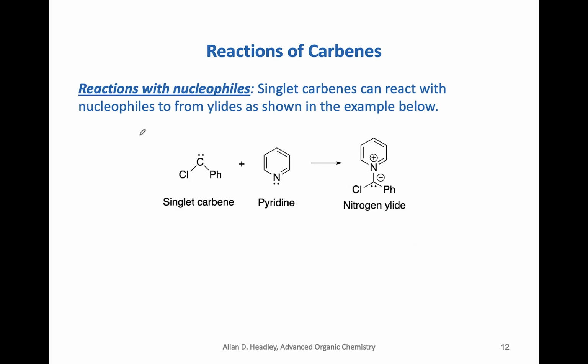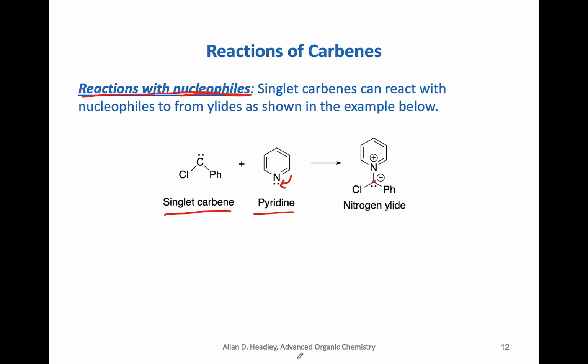Let us look here at another type of reaction with a nucleophile. So here's a carbene, singlet carbene. Here is pyridine. It's nucleophilic because it has an unshared pair of electrons. So don't forget, a nucleophile has an unshared pair of electrons, at least one. So if this unshared pair of electrons goes into the p orbital here, you can see that we do have this carbon here with a pair of electrons, and it's negative.